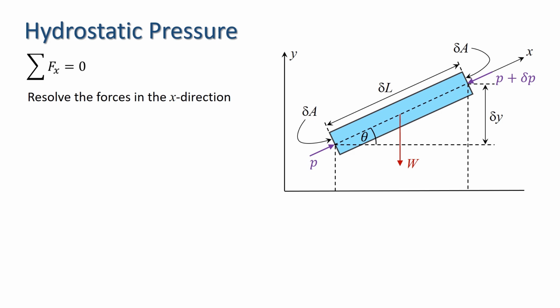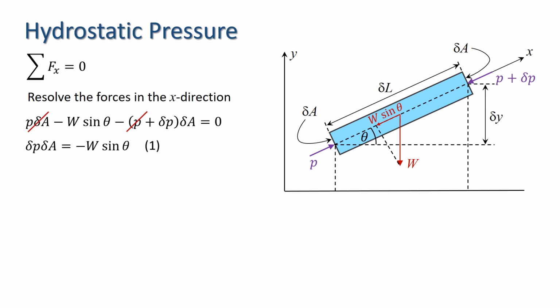What did you get? Well, the only thing missing from our diagram is the x component of the force due to the weight of the fluid in the cylinder, which will have magnitude W sine theta. Thus, we have P delta A minus W sine theta minus (P plus delta P) times delta A equals 0. The two P delta A terms cancel each other out, and we are left with delta P times delta A equals minus W sine theta.